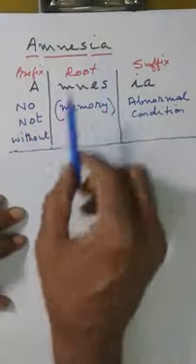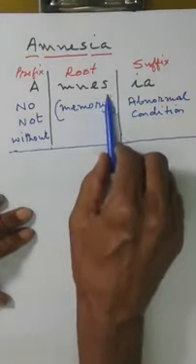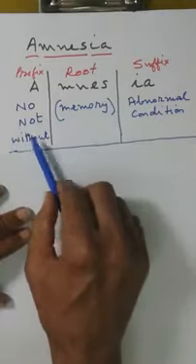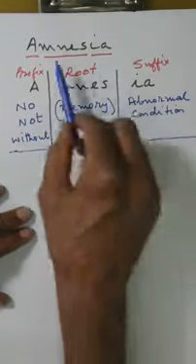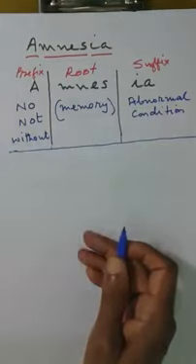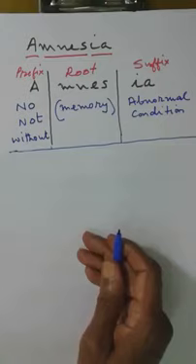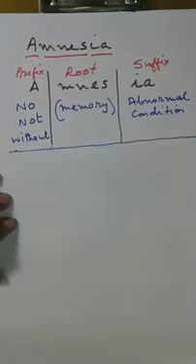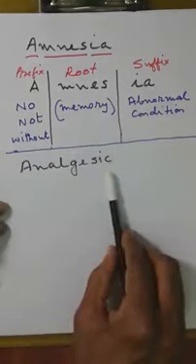So amnesia means a condition whereby the memory is lost or without memory, no memory, and that condition is called amnesia. Very simple. When we split and understand the meaning of each part of the word, it becomes very simple. So I will go to the next word, that is analgesic.